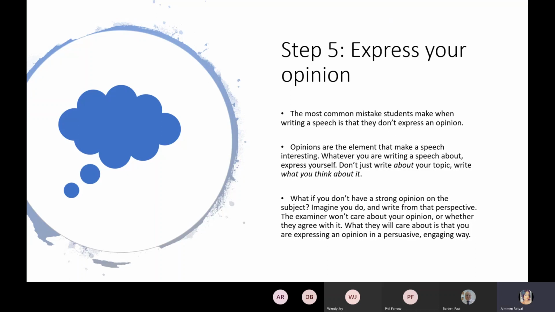The examiner won't care about your opinion or whether they agree with it. What they will care about is you expressing an opinion in a persuasive and an engaging way. And that's where, again, they'll start marking you on that technique, so how persuasive you are and how engaged the reader will be.